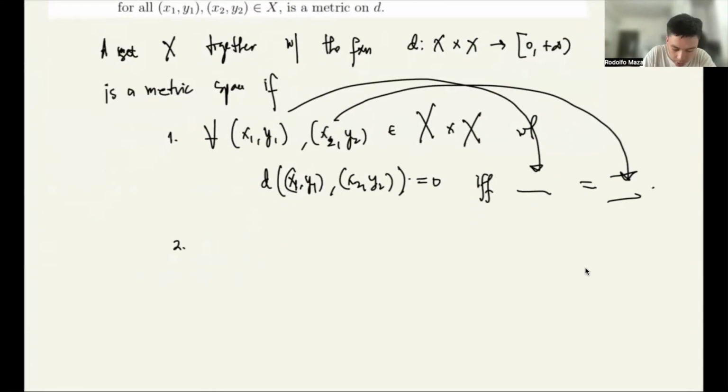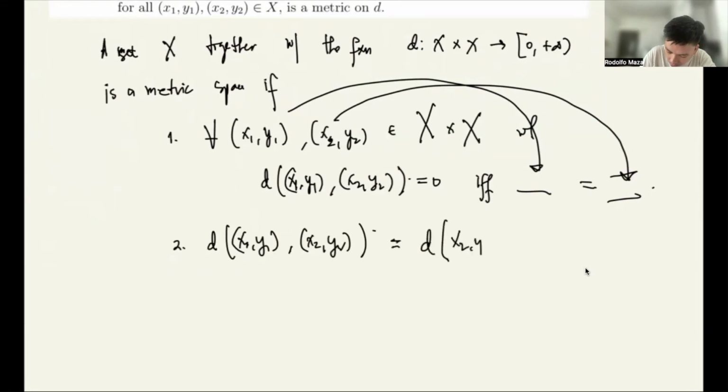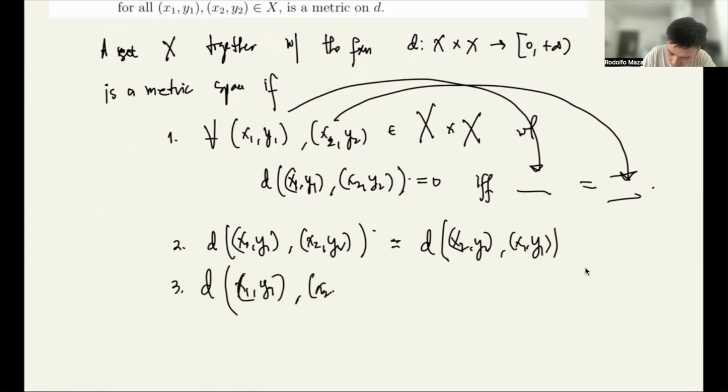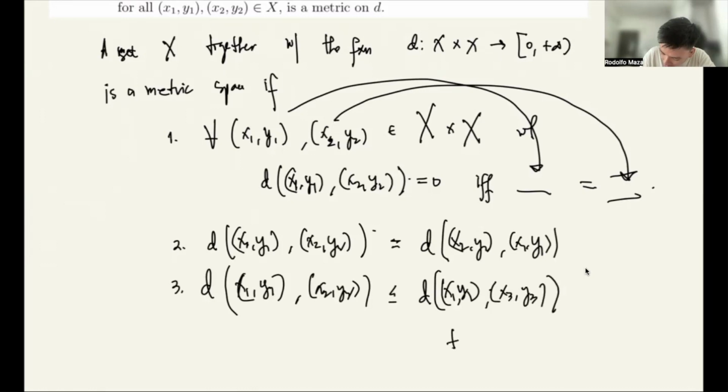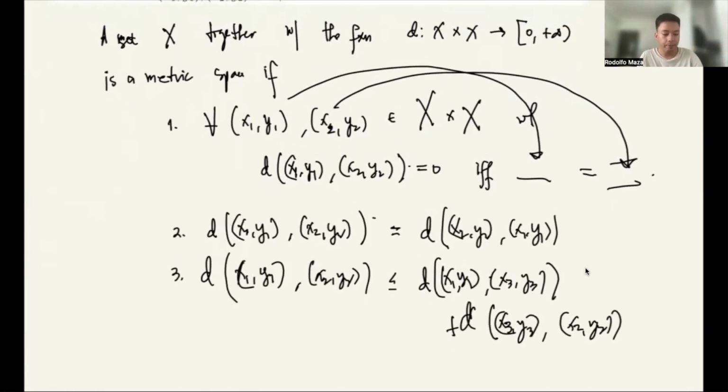Number 2, d of (x1, y1), (x2, y2) is the same as d of (x2, y2), (x1, y1). And number 3, d of (x1, y1), (x2, y2) is less than or equal to d of (x1, y1), (x3, y3) plus d of (x3, y3), (x2, y2). Okay, so that's just the definition.